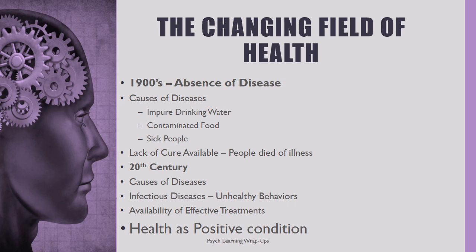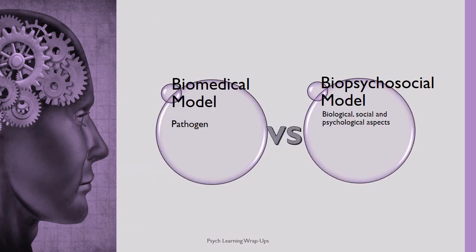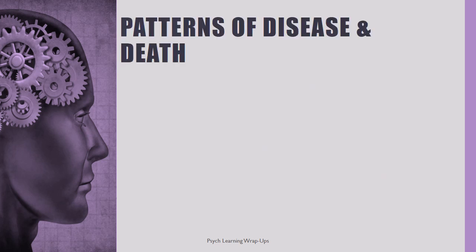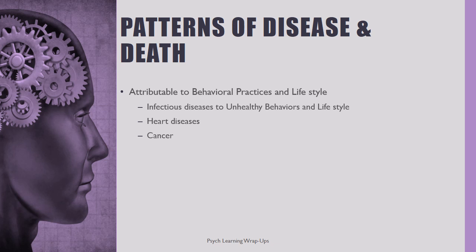Advocacy of a broader perspective of health has been there. The focus has now shifted from the biomedical model to the biopsychosocial model, which focuses on the biological, social, and psychological aspects of health. Similarly, there has been a change in the patterns of disease and death. Most of the problems and diseases are attributable to behavioral practices and lifestyle. The commonly found diseases are heart diseases, cancer, stroke, chronic lower respiratory diseases, unintentional injuries, and diabetes.